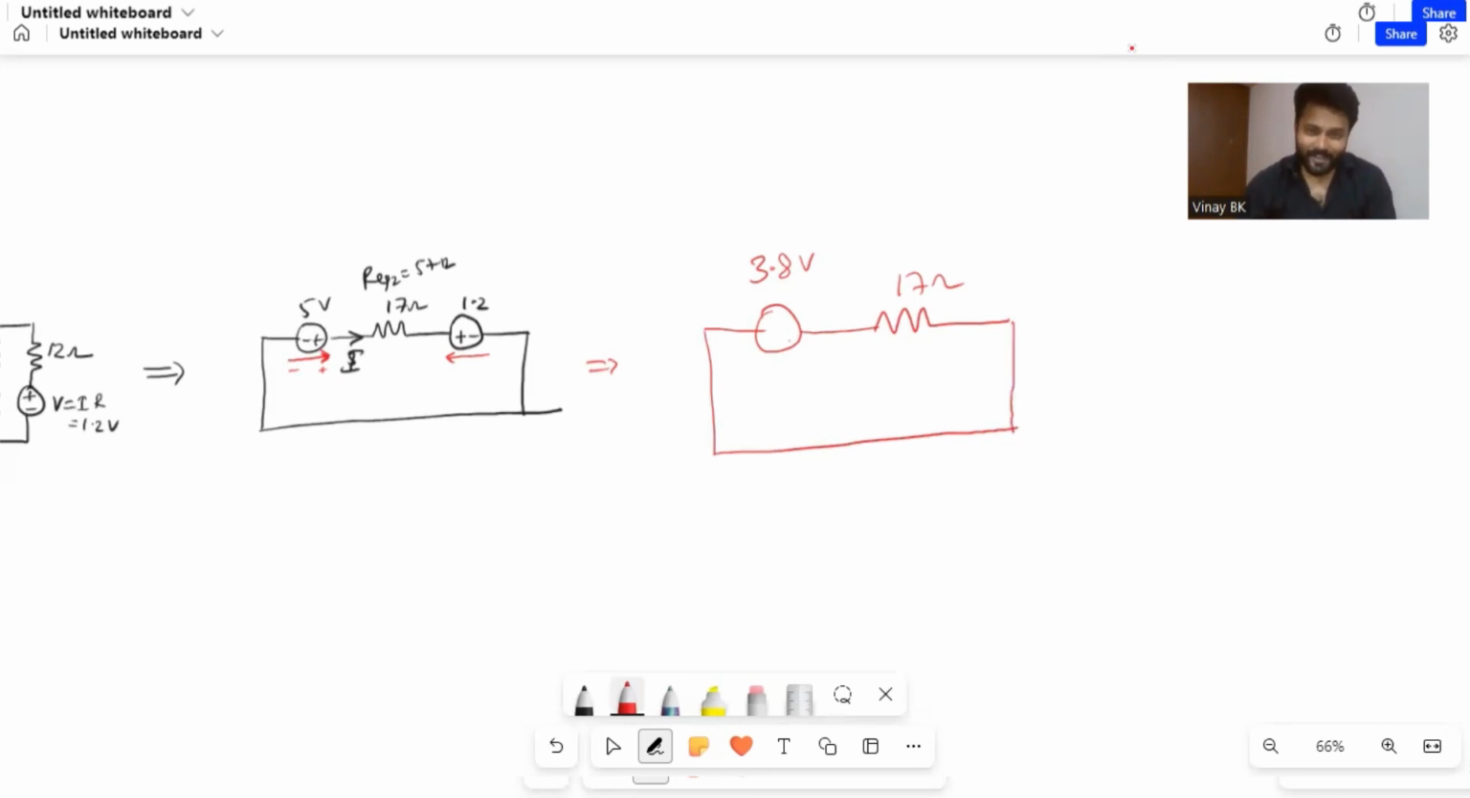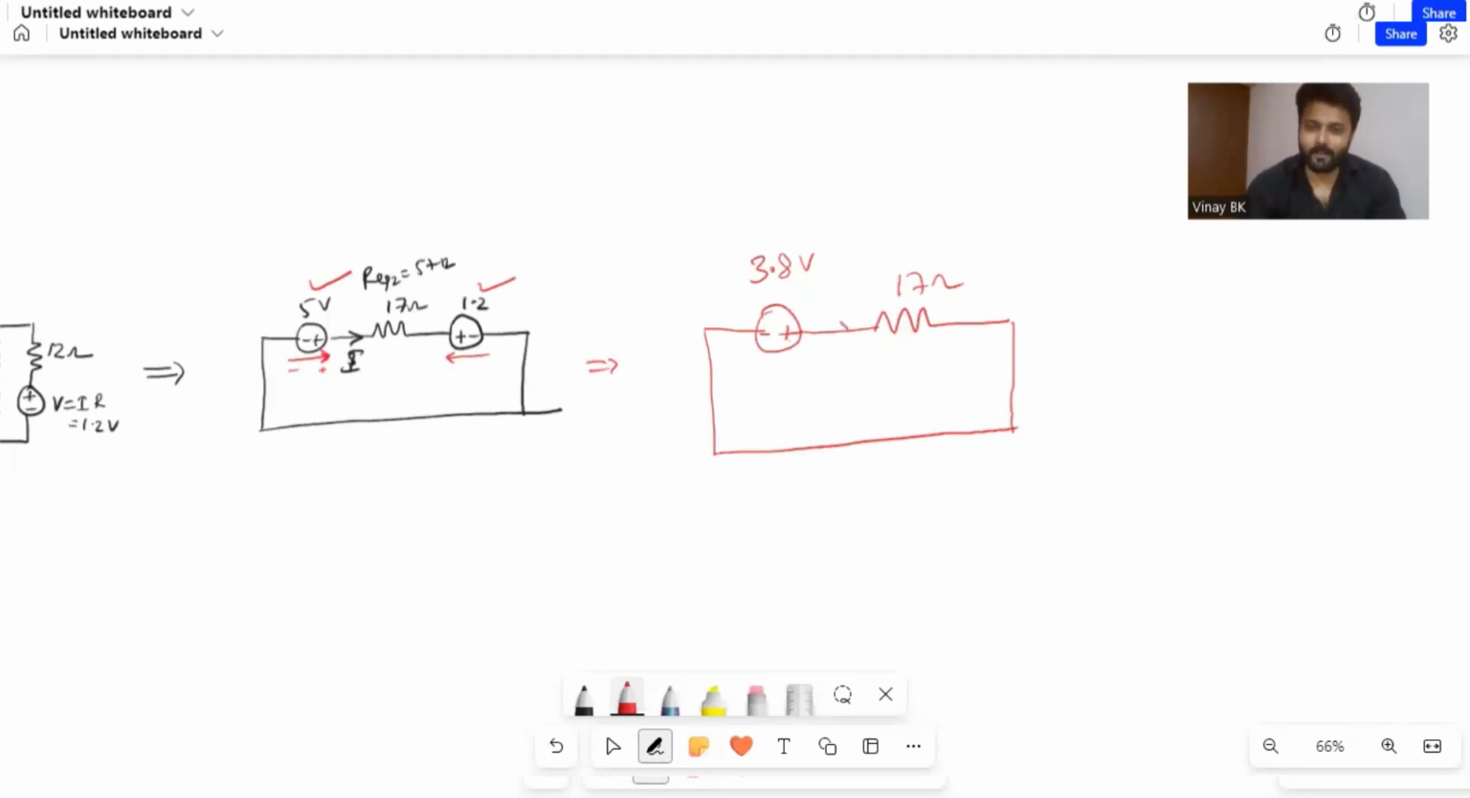Then how will we write the polarity of this 3.8 volts? The polarity of this 3.8 volt depends on these two sources. You observe the 5 volt voltage source and the 1.2 voltage source. Whichever source has the highest magnitude, that polarity you have to consider. So here the 5 volt source has the highest magnitude, so you need to consider that polarity, which is minus and plus.